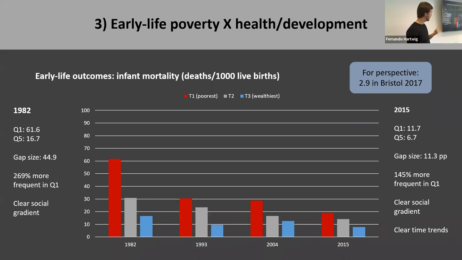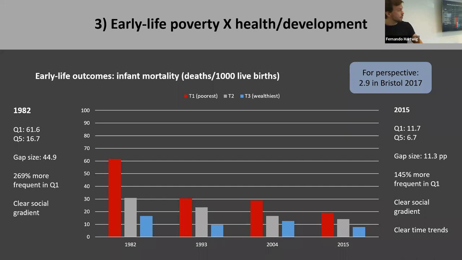gradient. Here I'm not dividing the population in five groups. I'm dividing in three because the numbers are much smaller. So to have better resolution, I just did three groups instead of five, but the interpretation is the same. When we go to 2015, what do we see? We went from 62 in the poorest to 12 in the poorest. So in 2015, the poorest are doing better than the wealthiest in 82. So a massive reduction in infant mortality rates over time.